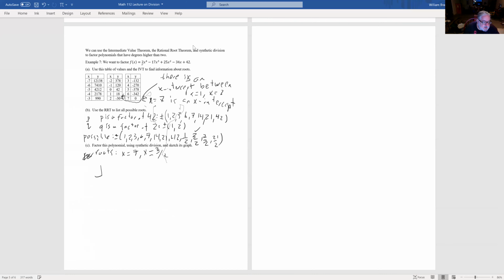So we'll do a synthetic division with 3/2. And my coefficients are 2, -17, 25, -34, and 42. And this is an x to the 4th column. This is an x cubed. This is my x squared, x to the 1st. This is a constant. And we will do a division.